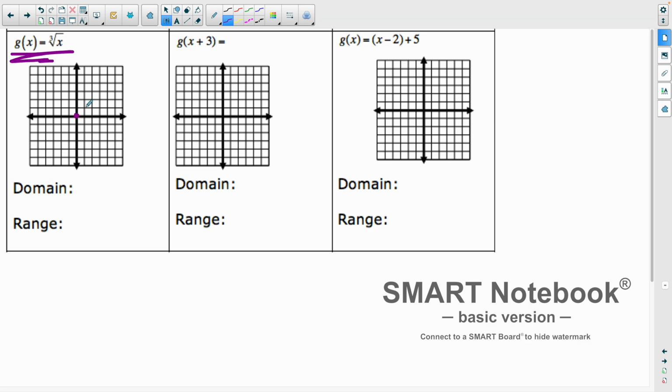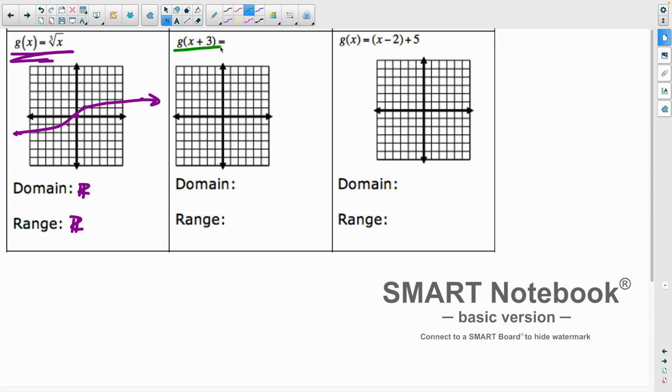So 0, 0, 1, 1, 8, 2, -1, -1, -8, -2. All right? And that graph looks something like that. That was our cube root function. We said it was all real numbers, so I have that. So now what I want to do is take this and move this one around. Okay?